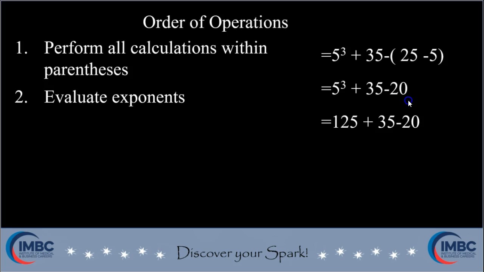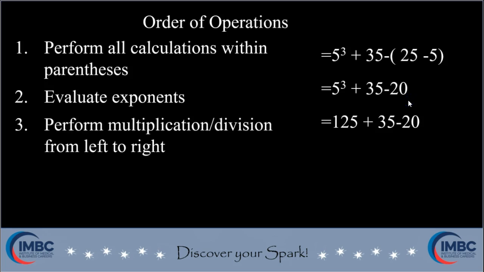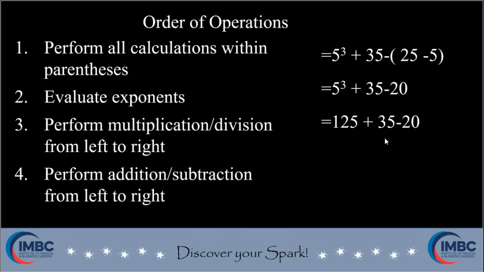Next step in the order of operations, perform multiplication and/or division from left to right. This problem does not have that, so we go to our next step, perform addition and subtraction from left to right. So I see 125 plus 35, 160, minus 20, and the last, 160 minus 20 is 140.